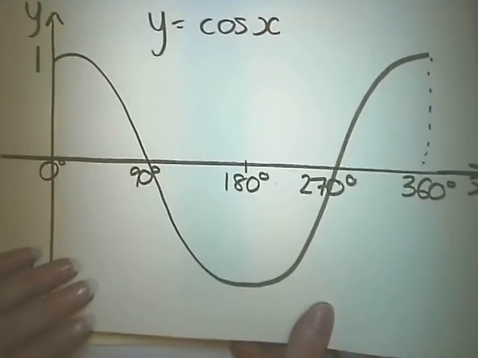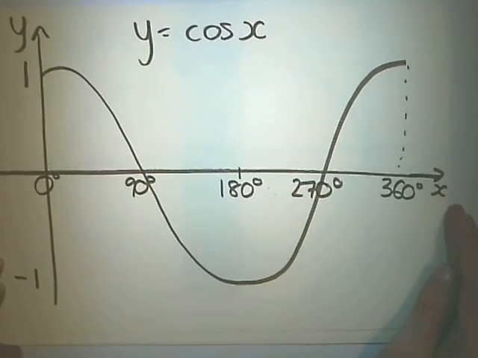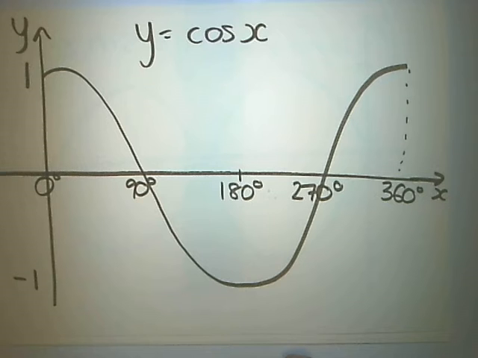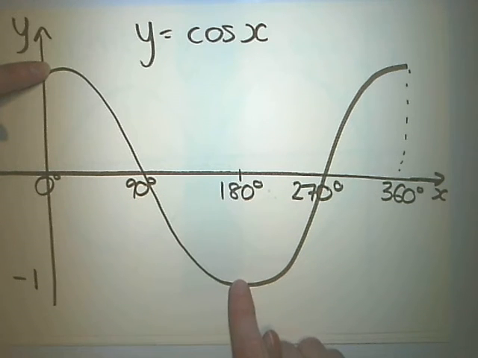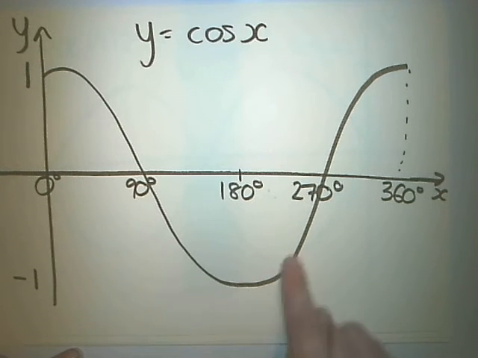The cosine curve looks like this. Okay, so it's a little bit different. It starts up at 1, then goes down to -1 at 180 degrees, and then back up.